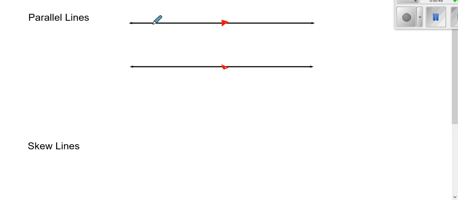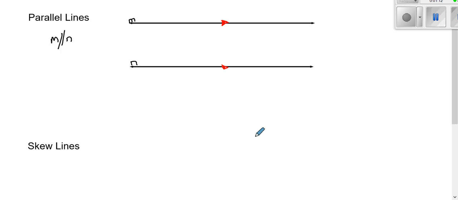Another way of showing that lines are parallel is sometimes they will have, let's put a name, say this is line M and this is line N. Sometimes they'll just say M is parallel to N. So if they don't have the little arrows on it, they'll tell you somewhere in the directions that those lines are parallel.